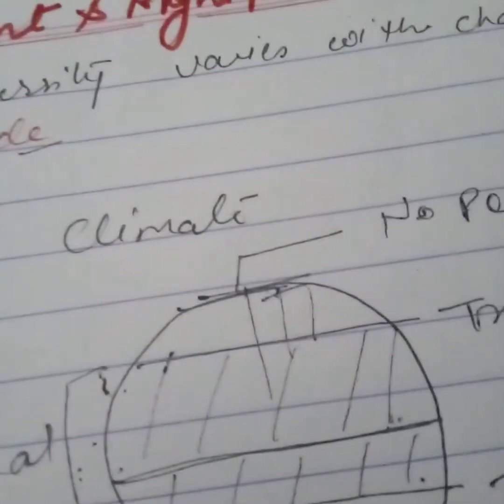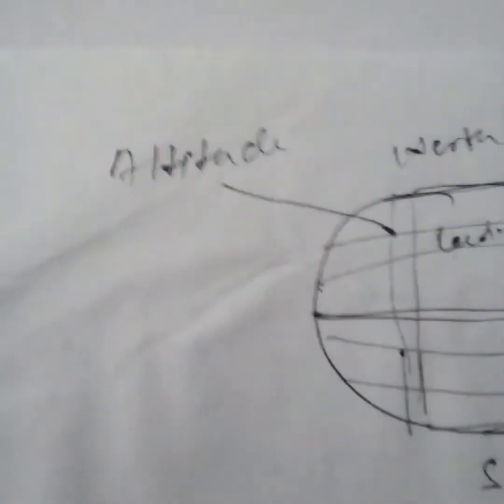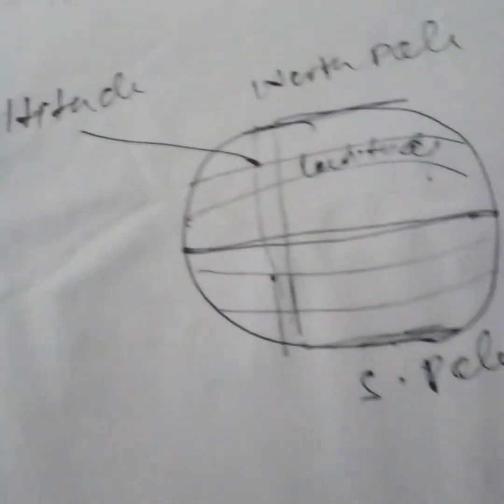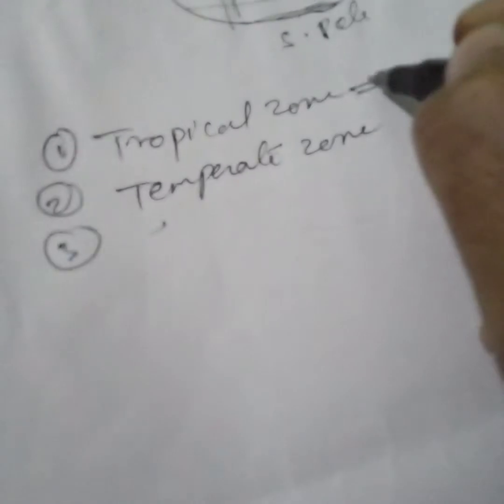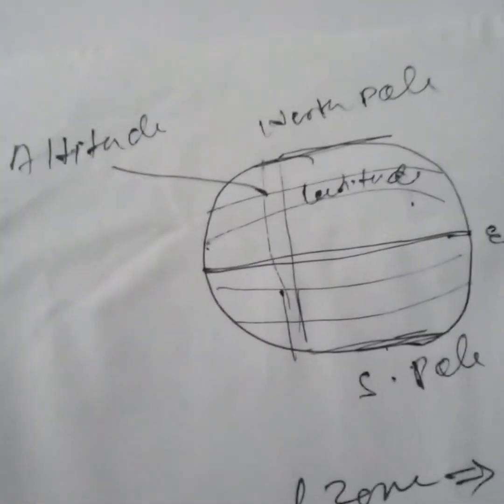Climatic changes. So this globe is divided into three zones, and these three zones are the tropical zone, second the temperate zone, and third one is the subtropical, subtemperate.